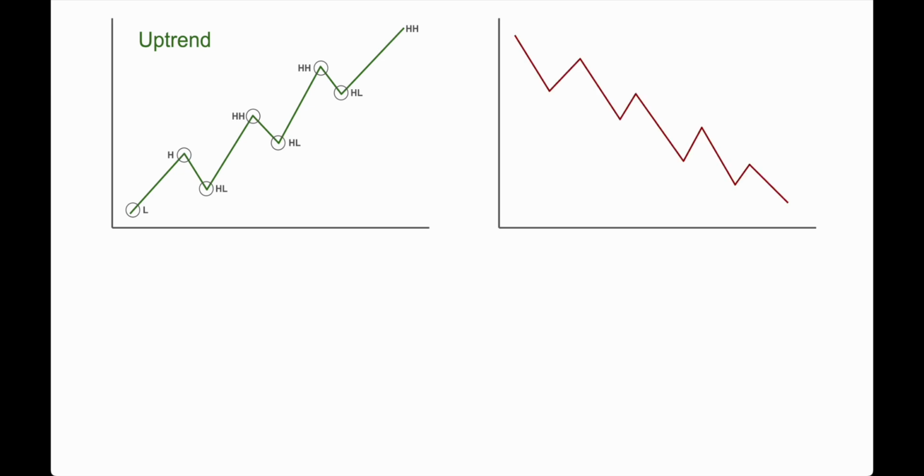The next thing is a downtrend. By looking at it, you can see it as well. But if you look at it closely, you've got a high at the start, then it makes a low, and then you get a lower high, and then you get a lower low, a lower high, a lower low, and so on. So it's literally the opposite of an uptrend. And that's how you identify whether something is in an uptrend or in a downtrend.